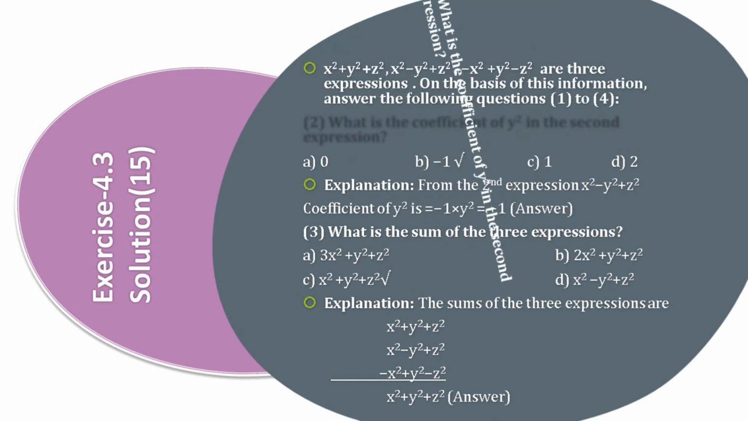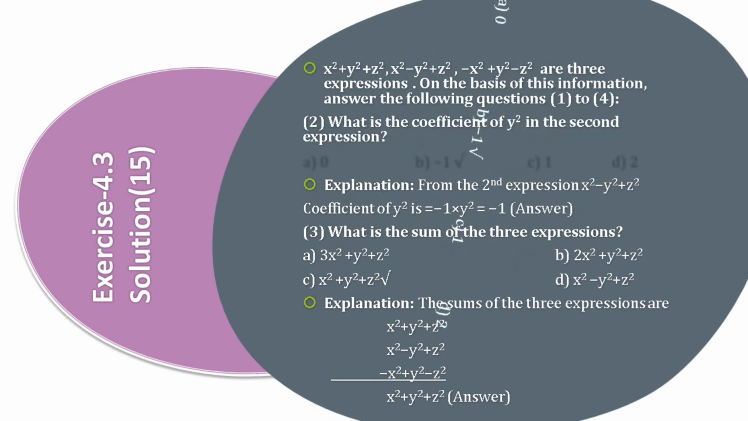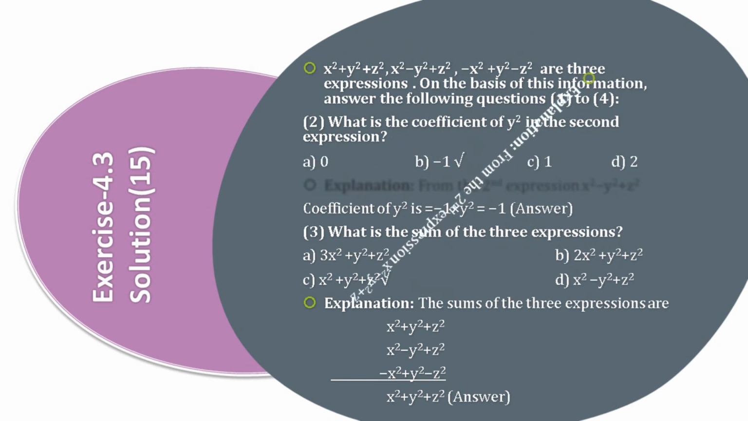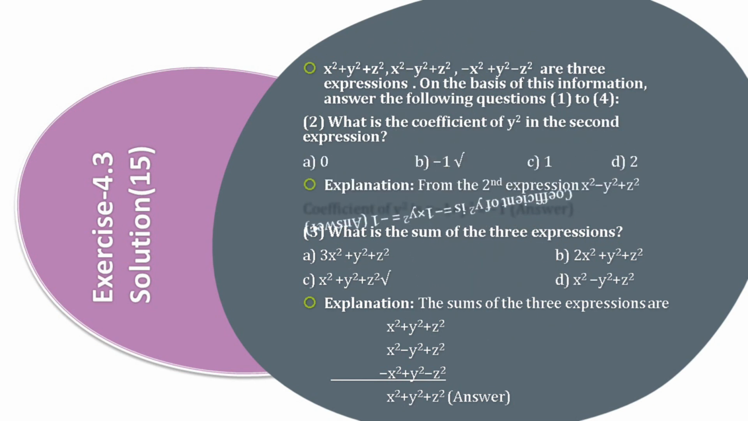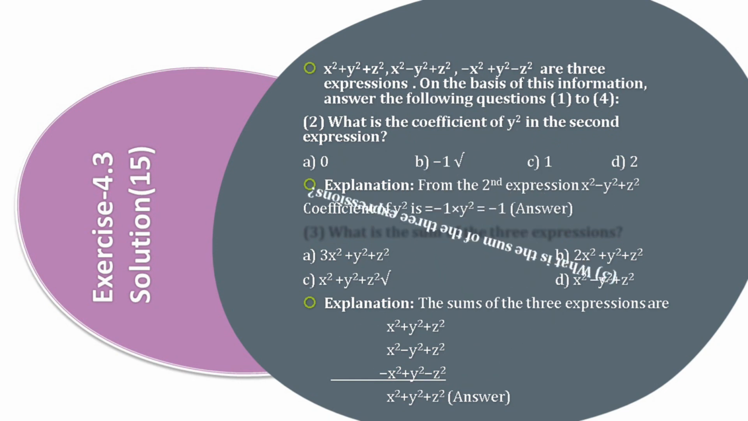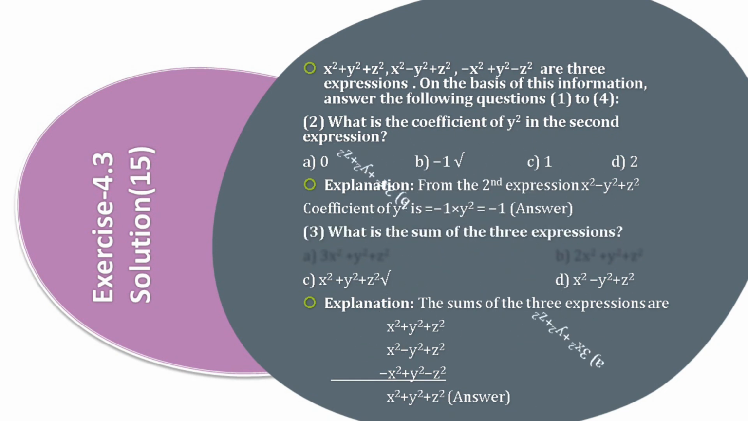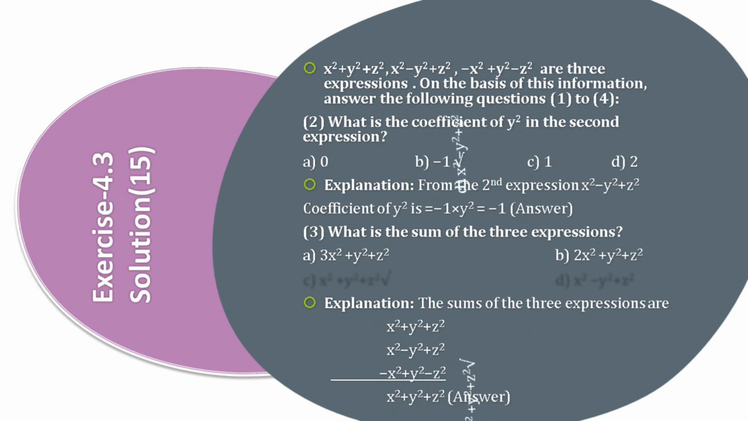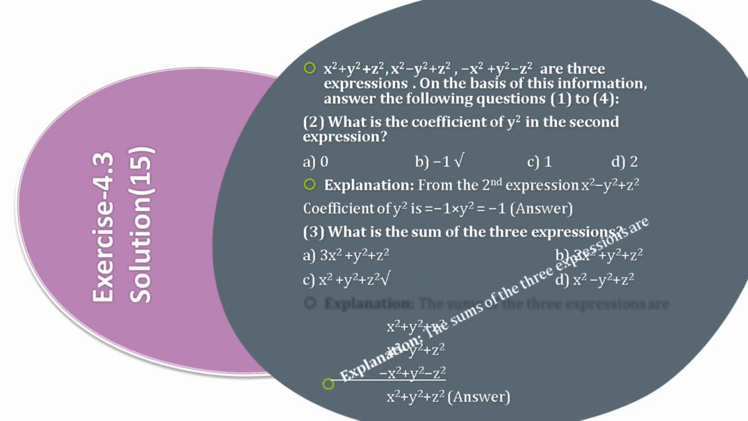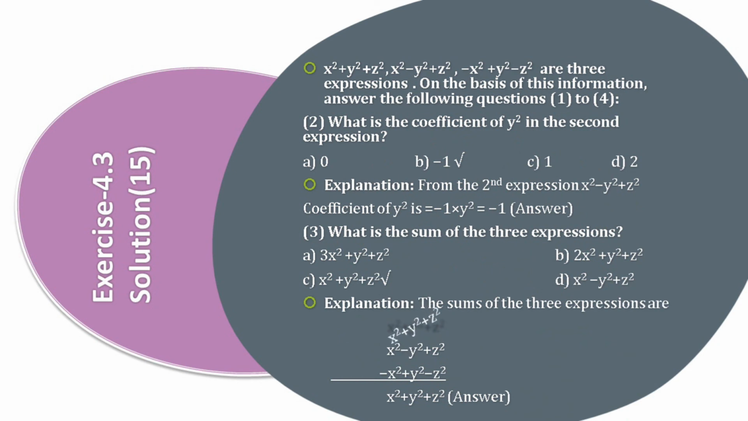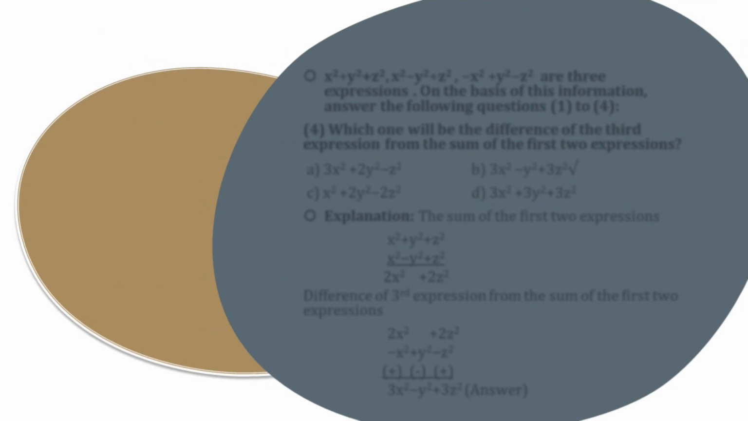So this is question number 15, 2 number, and coefficient of y square, that would be -1. Very important question. And what is the sum of the three expressions? As you can see, if we arrange the similar terms one by one, then we can easily find out the solution. So the answer will be x square plus y square plus z square. That is the last question, my dear, 15 number.